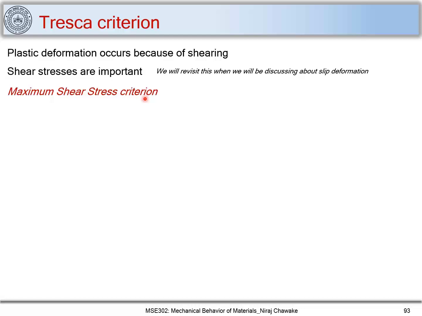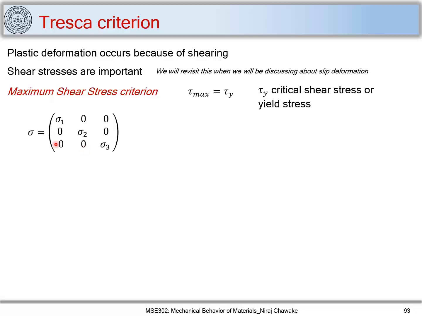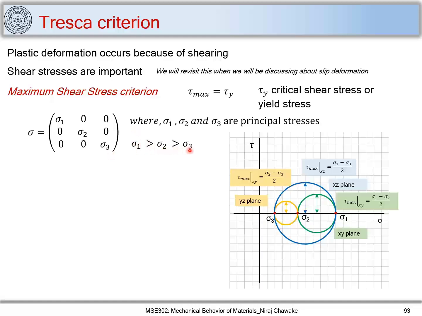The von Mises criteria was the maximum distortion energy criteria, and the Tresca criteria is the maximum shear stress criteria. So when we say that tau max, the maximum shear stress, reaches the yielding value, that is tau y, then the material will start to deform plastically, where tau y is a critical shear stress or a yield stress. Now let's consider a stress state where you have principal stresses sigma 1, sigma 2 and sigma 3, where sigma 1 is greater than sigma 2, which is greater than sigma 3.